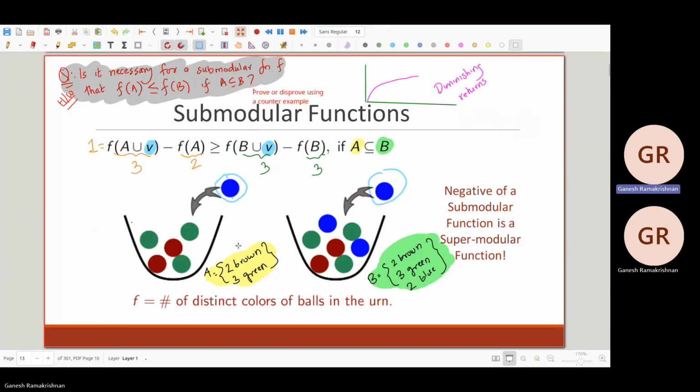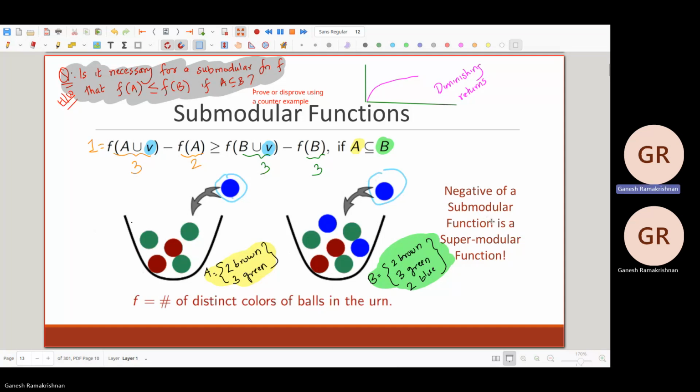Right, so here's an example of this same balls and urns. On the left-hand side, A, you had exactly 2 distinct colored balls. So when you add a V, you get 3 distinct colored balls. Whereas on the right-hand side, because it already has 3 distinct colors, when you add the blue one, it is still just going to give the same 3 distinct colors. So 3 minus 2 is greater than or equal to 3 minus 3.